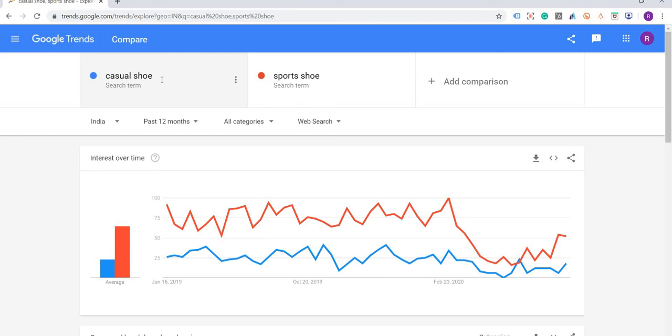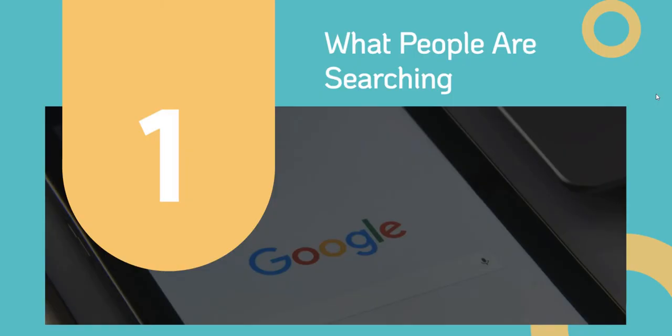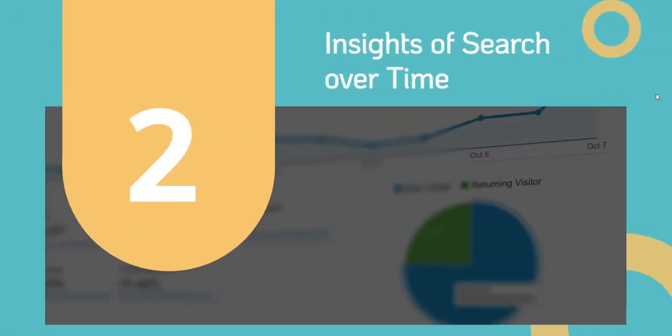Now this is just an example. So whatever industry you belong to, you can use the keywords to see what the search pattern is. This is a very powerful tool and a free one at that, to give you lots of great insights. Now the second thing is it will give you insights of search over time. So you can see what people are searching for most in a specific industry, like we have looked at shoe, for example.